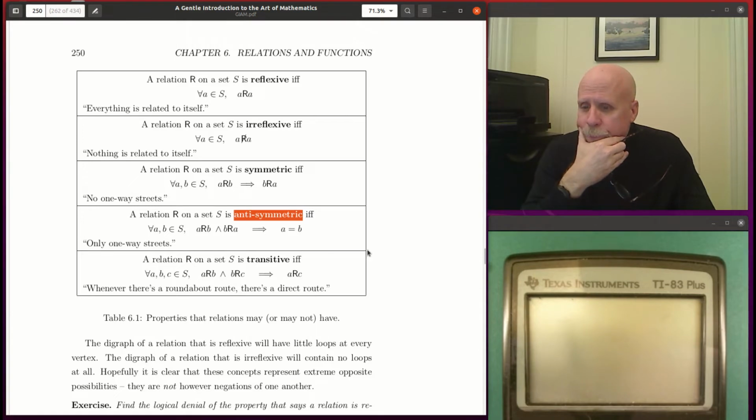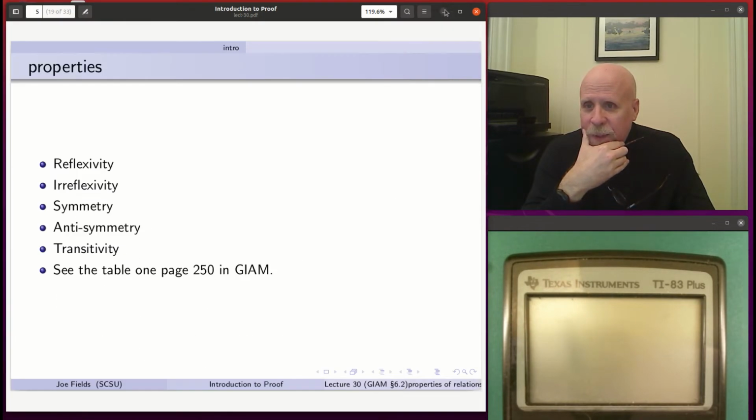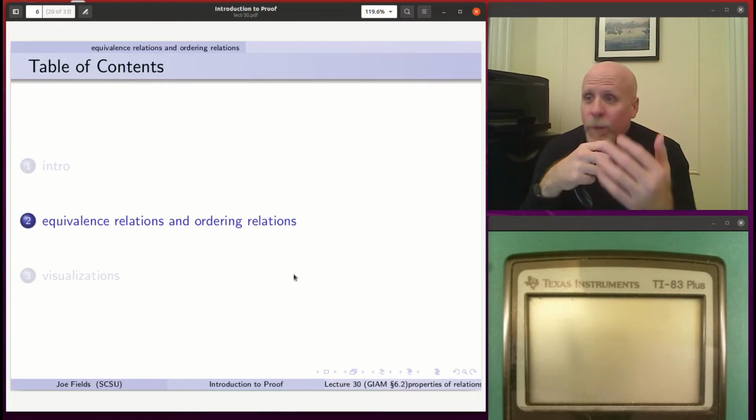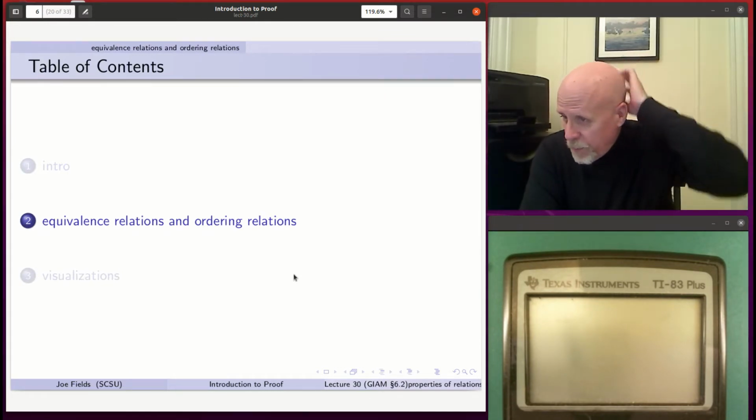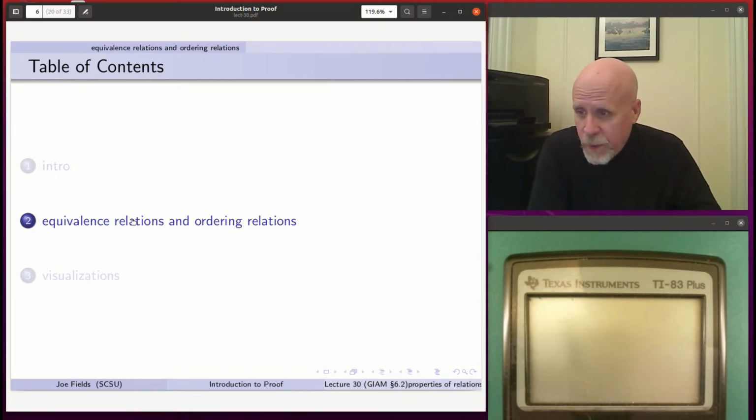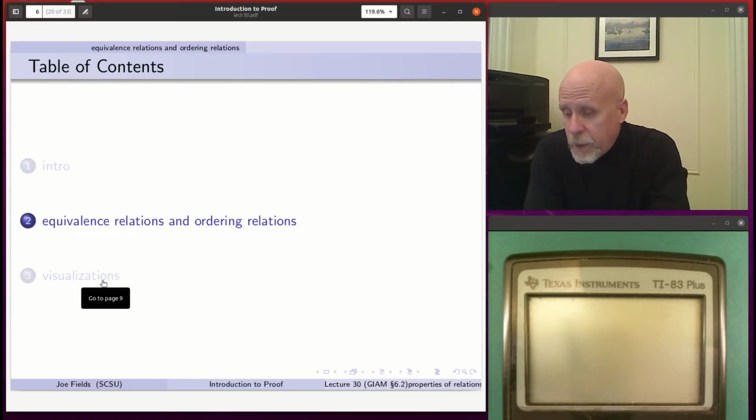Well, I guess that's the chart on page 250. Let's get back to the slides and see what else we're supposed to do. Oh, that was it for that section. Cool. So our next section will actually see the definitions of these things that act like equals and these other things that act like less than or equals. And that should be fun.